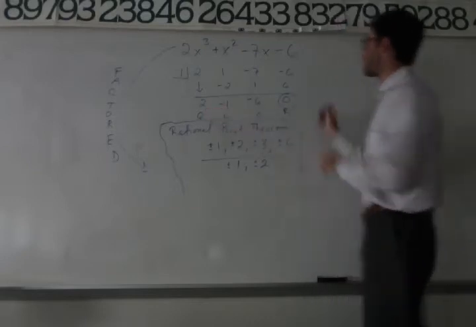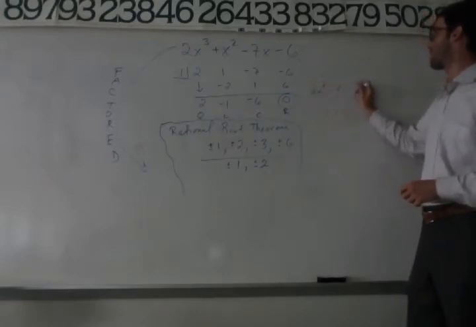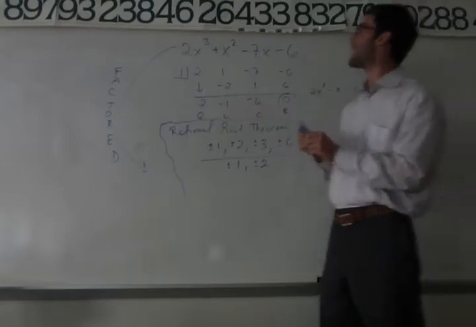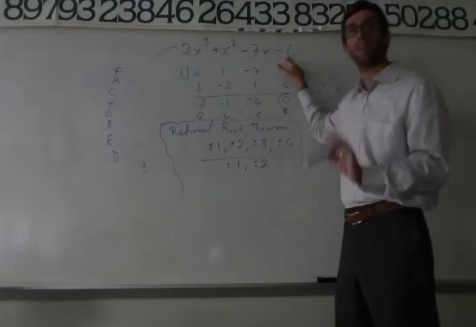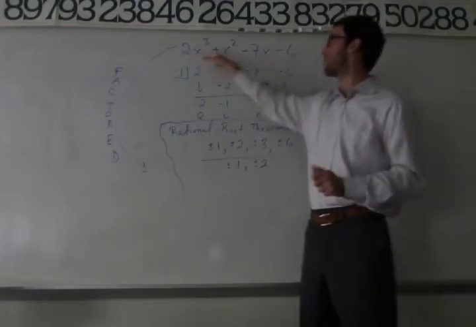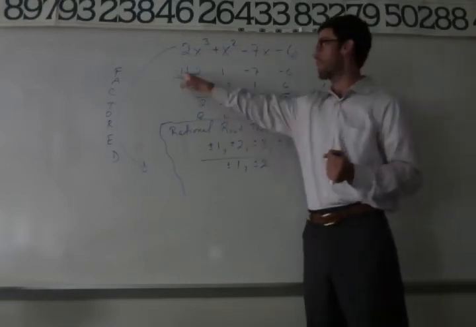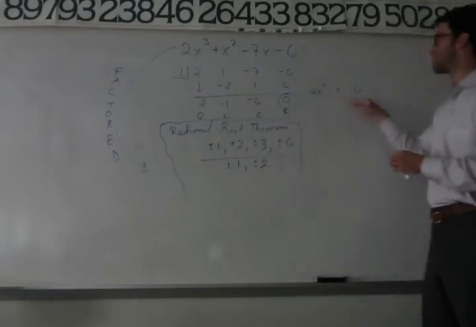All right? So we have now 2x squared minus 1x minus 6. That's what's remaining. All right? We've essentially divided this cubic polynomial by x plus 1. We divided this cubic polynomial by the factor x plus 1, because a negative 1 went in there. And what we were left with was this.